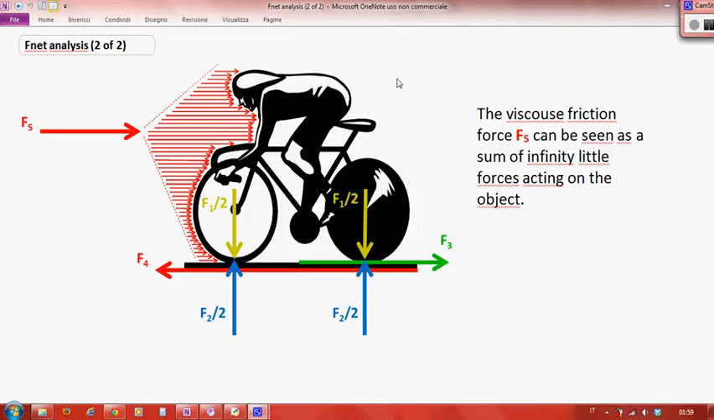This drawing is to show how the viscous friction force F5 can be seen as a sum of infinitely many little forces acting on the object.